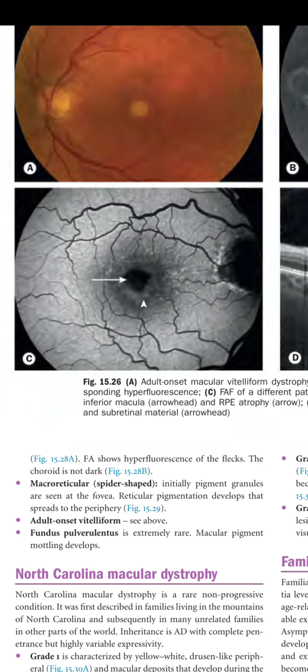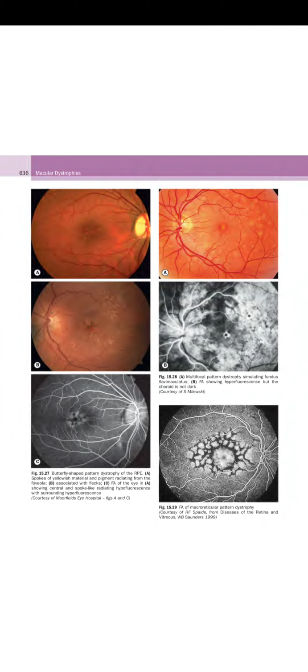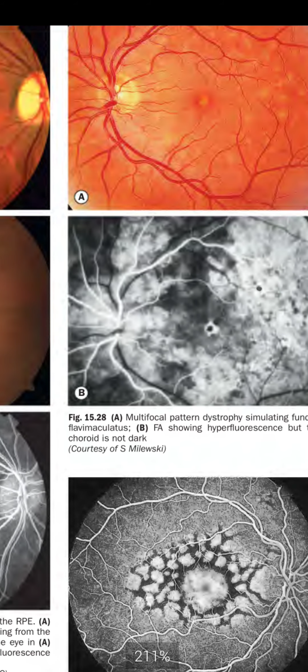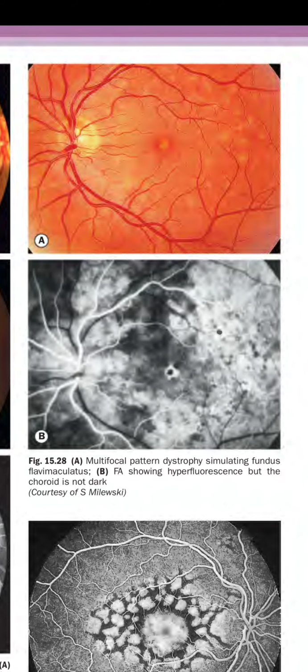So let's see figure 15.28. So this is a multifocal pattern dystrophy simulating fundus flavimaculatus. So there is a fleck-like appearance. So there is a hyperfluorescence but the choroid is not dark.